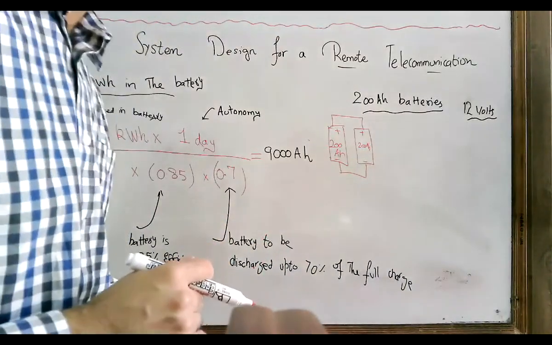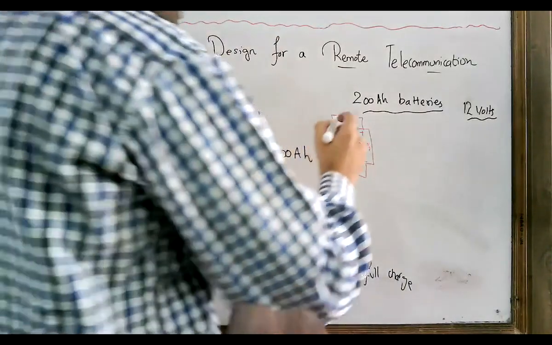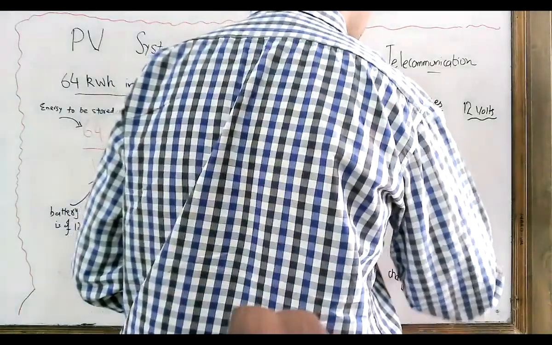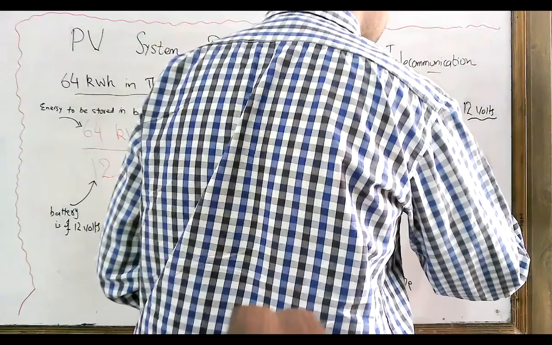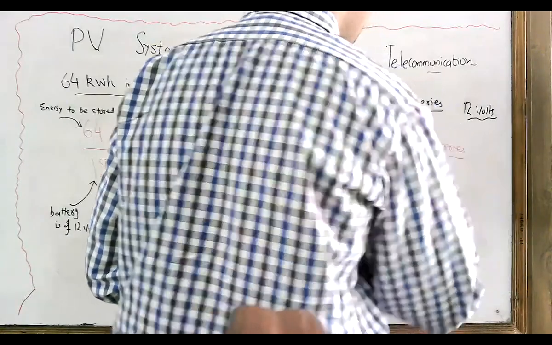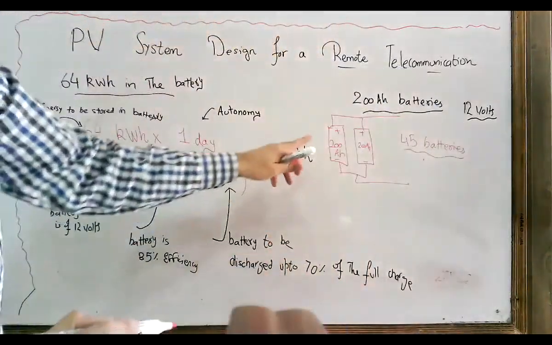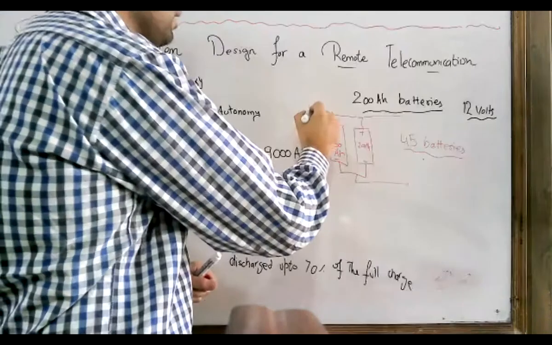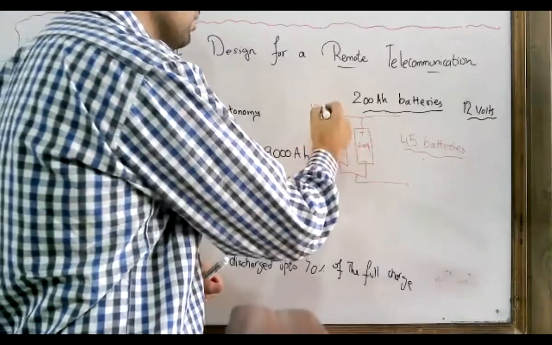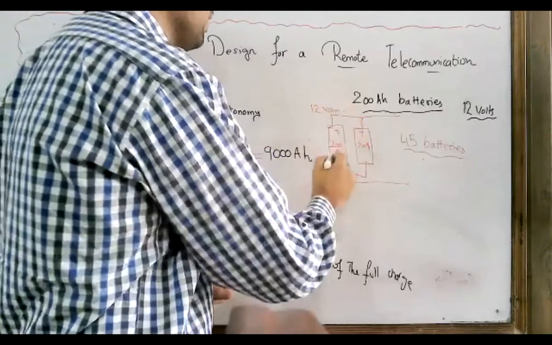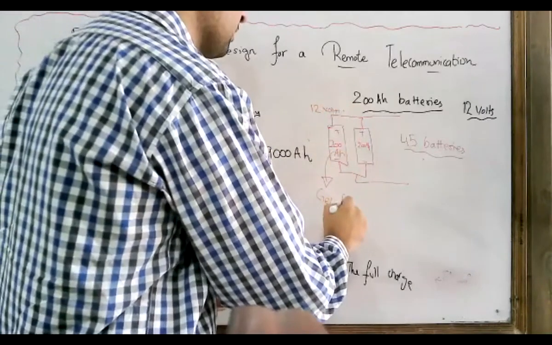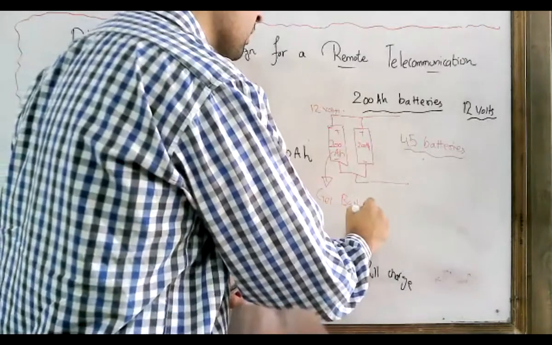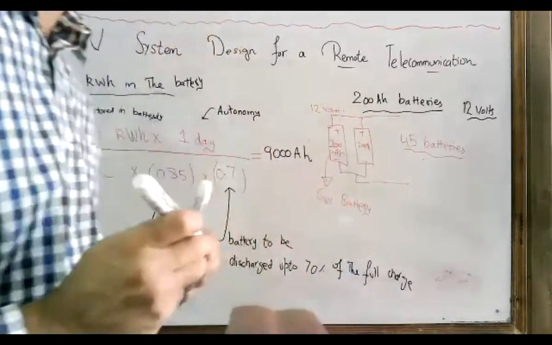We require around 45 batteries. Okay, so here you will be using 45 batteries, and each battery is rated at 200 ampere hour capacity, and each battery is a 12 volt battery. And which batteries have we sorted out? This is the gel battery. But there are other available options as well in the market.